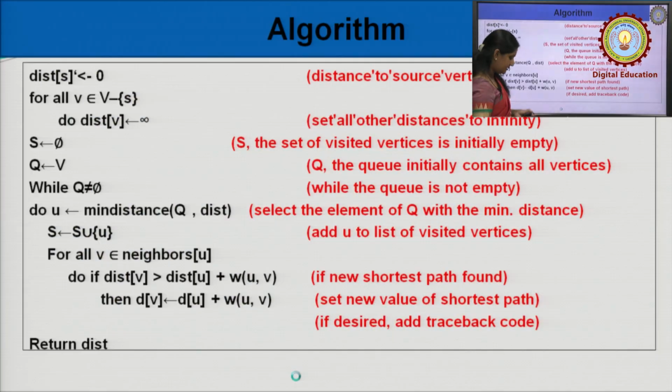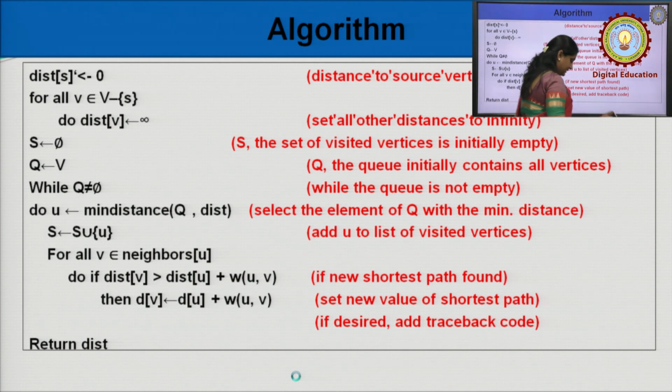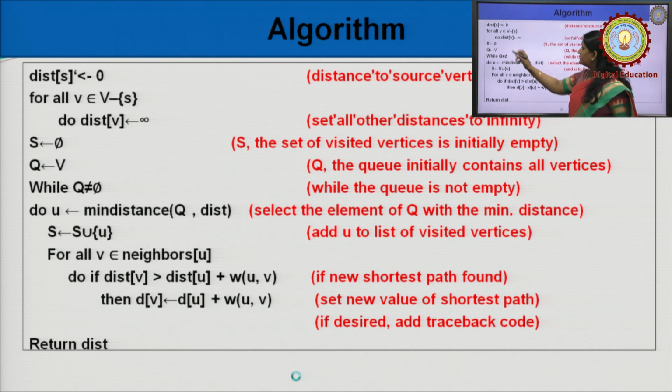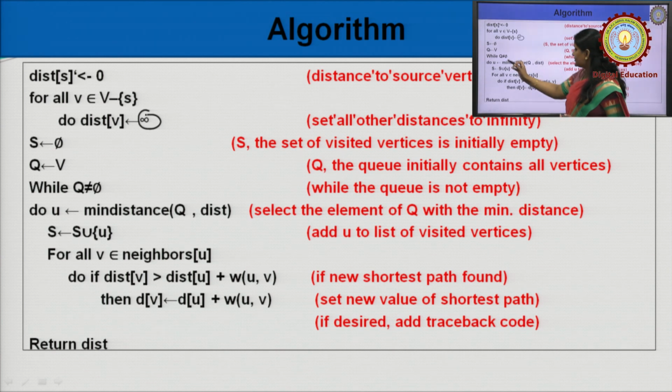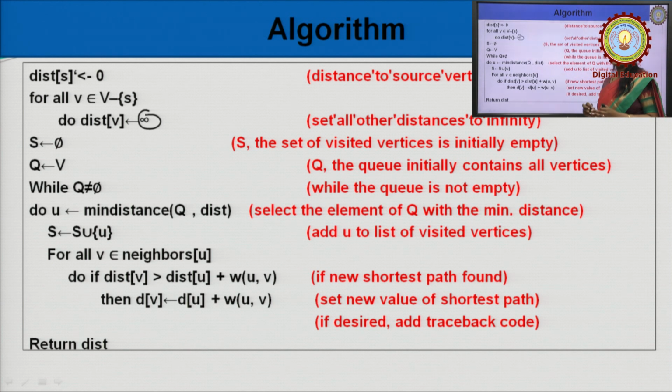So in this, what does the algorithm say? The algorithm says that the distance of the source vertex is 0, as we told in the previous slide. Always set the distance of the source vertex to 0, and all the remaining vertices to infinity. Initially the visited vertices set is empty, and Q is the queue that initially contains all the vertices.